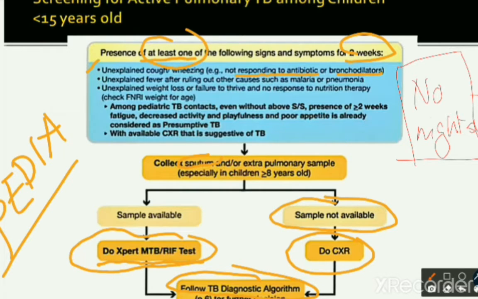Remember, the antibiotic of choice for pneumonia, for example, is amoxicillin, and for bronchodilator we have SABA, or short-acting beta-adrenergic agonist, for example salbutamol inhalation. We have also here unexplained fever after ruling out other causes such as malaria or pneumonia. And we have unexplained weight loss or failure to thrive and no response to nutrition therapy.